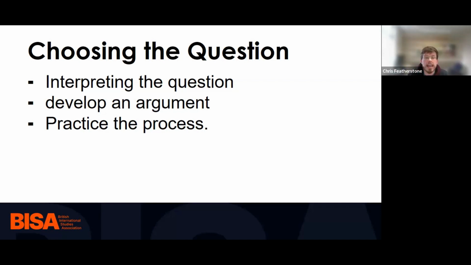The next step is to think about developing your argument. When it comes to selecting and interpreting your question, the next step will be, what do you know about this? What do you know about the topic already? Is there something that you can already formulate an answer to the question? Is it something that you need to go away and do some extra research on? This is going to guide your essay writing process.